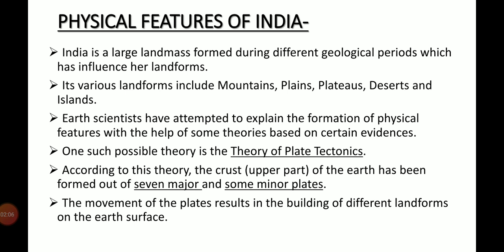Here, earth scientists have attempted to explain the formation of physical features with the help of some theories based on certain evidences. One such possible theory is the plate tectonic theory. According to this theory, the upper part of the earth has been formed out of 7 major and some minor plates. The movement of these plates results in the building of different kinds of landforms like mountains, plateaus, plains, etc. on the earth's surface.